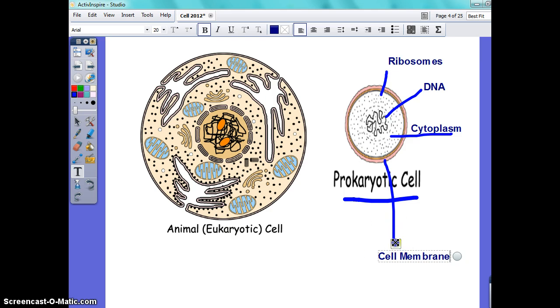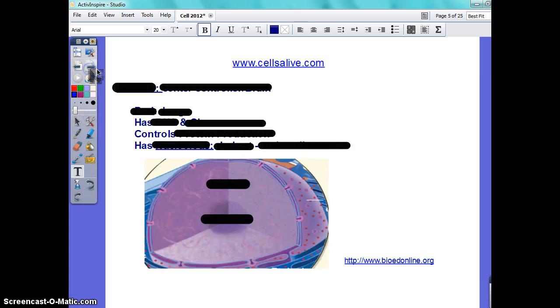But we're going to label the three main parts that all cells have. This one in particular has a cell wall, but not all do, okay? So we're labeling the parts that all do. When we discuss bacteria, we're going to discuss specific parts of bacteria. All right. Now we're going to focus the rest on eukaryotic cell parts.